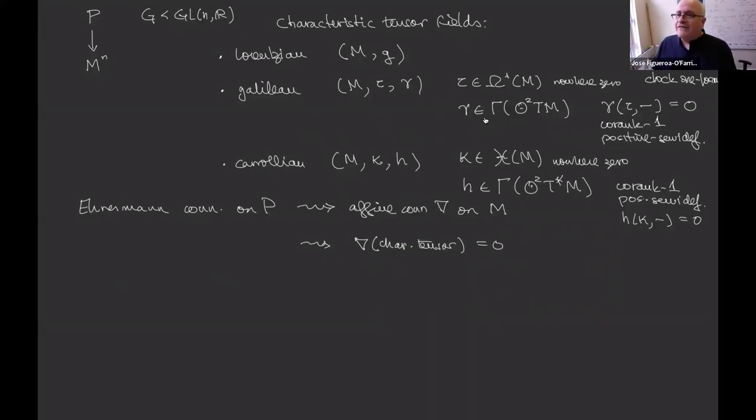So basically, you know that. Suppose I have two adapted connections. This affine connection, of course, they're said to be adapted to the G structure.